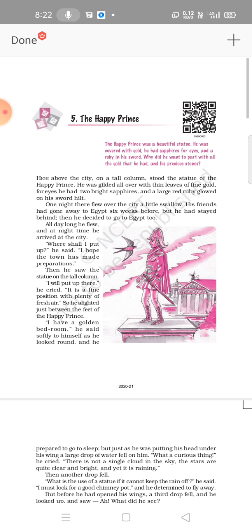The happy prince told the swallow that there lived a woman far away. She was a seamstress.